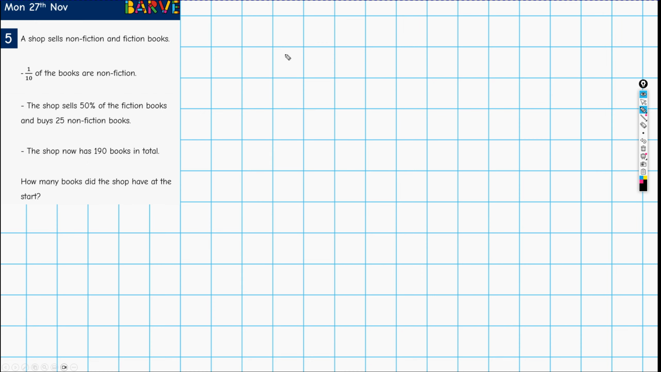have at the start? Okay, so I'm going to draw this actually as two bars. So I'm going to have an N for non-fiction, an F for fiction, and we're told that 1/10 of the books are non-fiction. So I'm going to give one unit, one part to non-fiction. And if that's 1/10, that means that there are 10 parts in the whole model. So 1/10 of all the books are non-fiction. So that means 9 parts are here in fiction. So that's 1, 2, 3, 4, 5, 6, 7, 8, and 9.